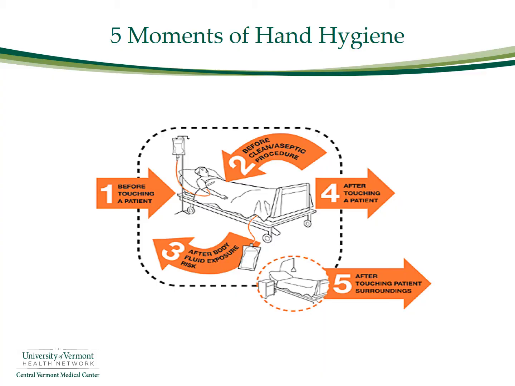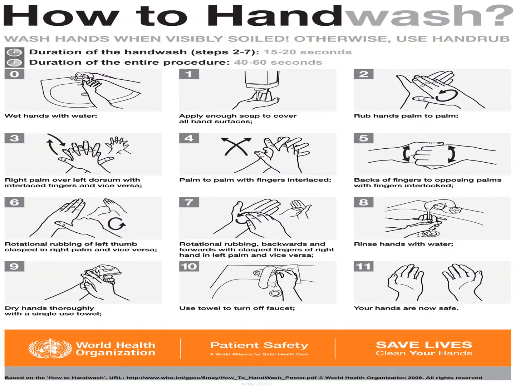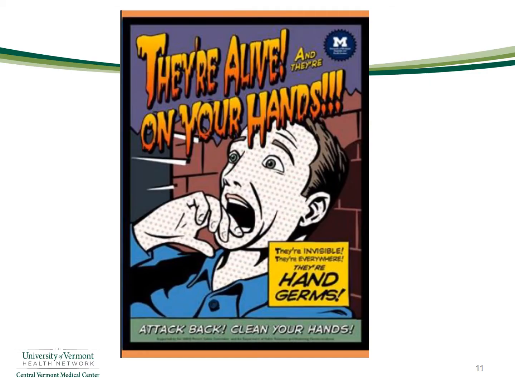When using alcohol hand sanitizer, be sure to use a palmful of foam or gel and rub the tops and bottoms of your hands. Be sure to rub between your fingers and fingertips as shown in pictures number 4 and 5. Rub until your hands are dry. Use the same principles when using soap and water, and be sure to wash your hands for 15 to 20 seconds to kill germs. Here is the difference of hands before and after disinfection. Don't be a victim of the hand germs.